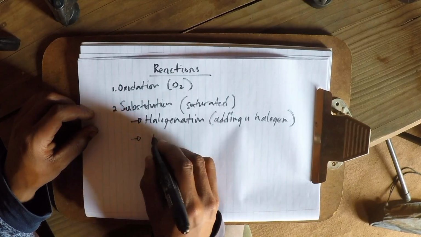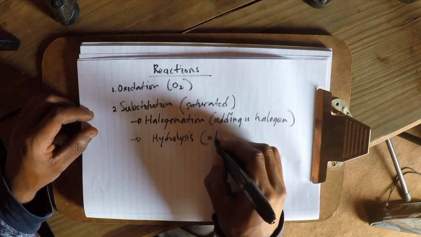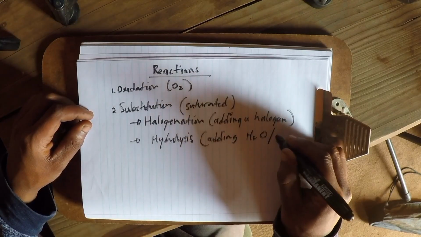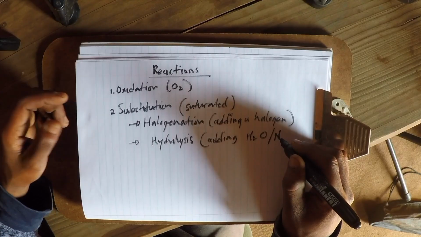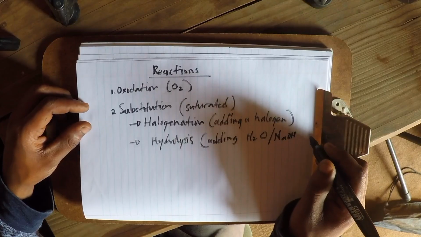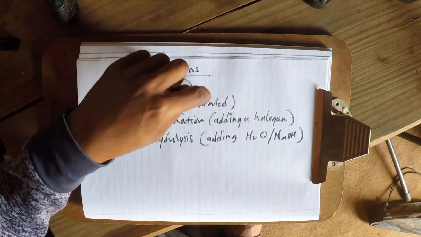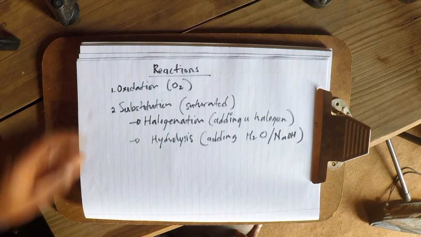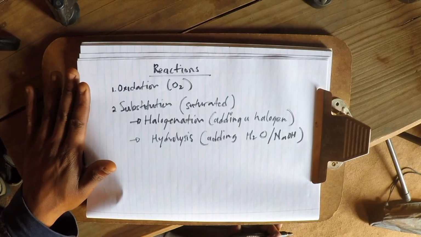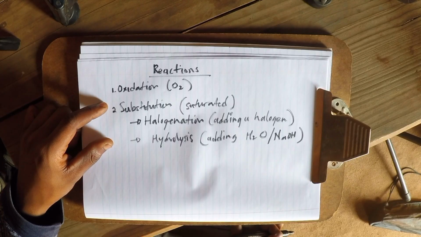And then I also gave you hydrolysis, which is you are adding H2O, or let's say something like a NaOH, like I gave you the example, right? And you are adding this to a saturated compound, so that makes it a substitution. And so far, these are the two that we spoke about. I hope so far you understand these two reactions, especially substitution.